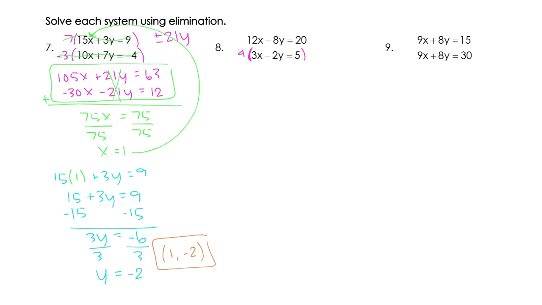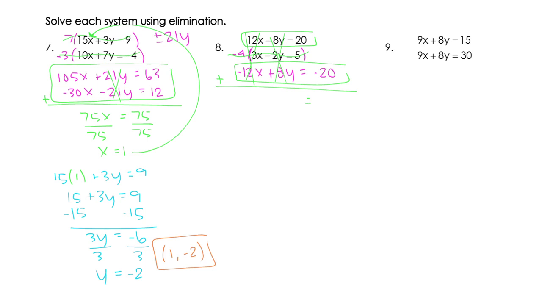Now, the other thing we have to remember is I have to pay attention to the signs. If they're both already positive, that means I'm going to multiply by a negative 4. So when I do that, I get a negative 12x, and then negative 4 times negative 2y would be plus 8y equals negative 4 times 5, which gives us negative 20. Then I add the top equation and the bottom equation together. If I draw my line and put my plus sign, 12x and negative 12x cancel out. Negative 8y and 8y cancel out.